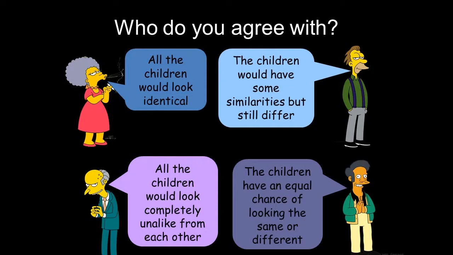So why don't you pause here for a minute, decide which one of those you think is correct. If identical twin brothers married identical twin sisters, would all their children look the same? One of those statements is right. So pause here, have a little think, and when you're ready, press play and we'll look at the correct answer.